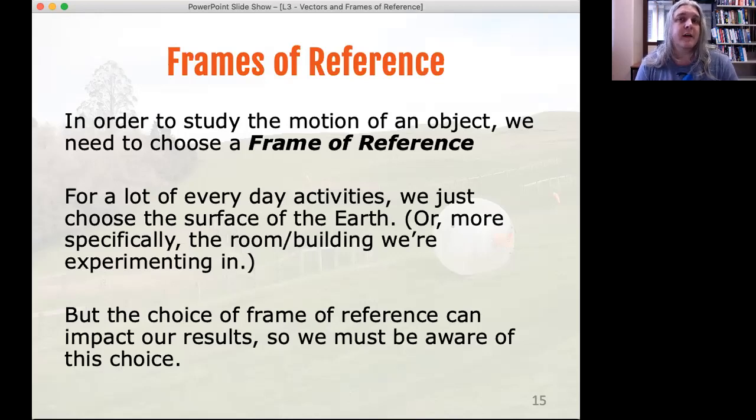A lot of the time, the frame of reference that we use is just going to be a horizontal axis parallel to the Earth's surface at that point.